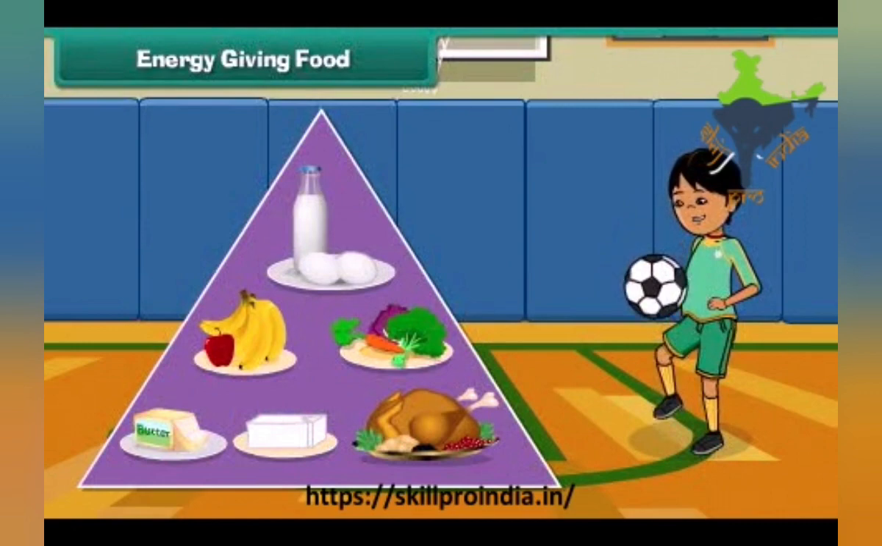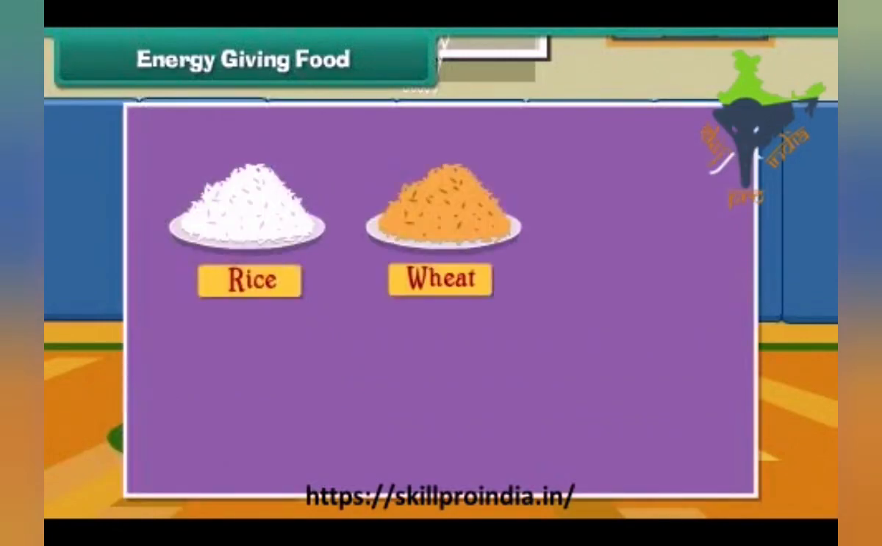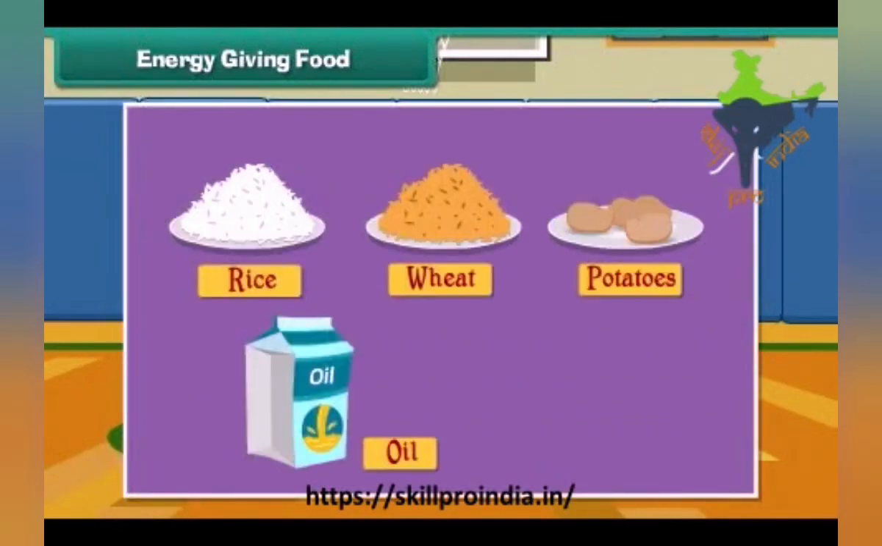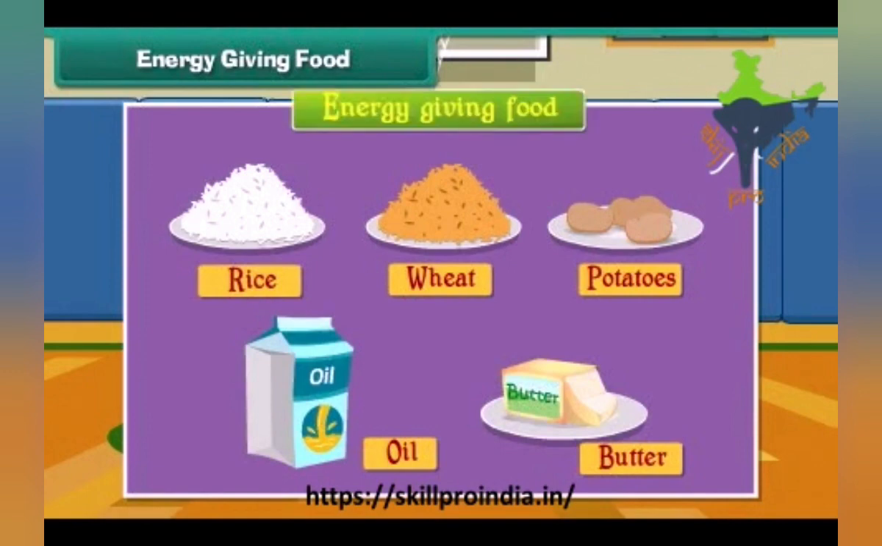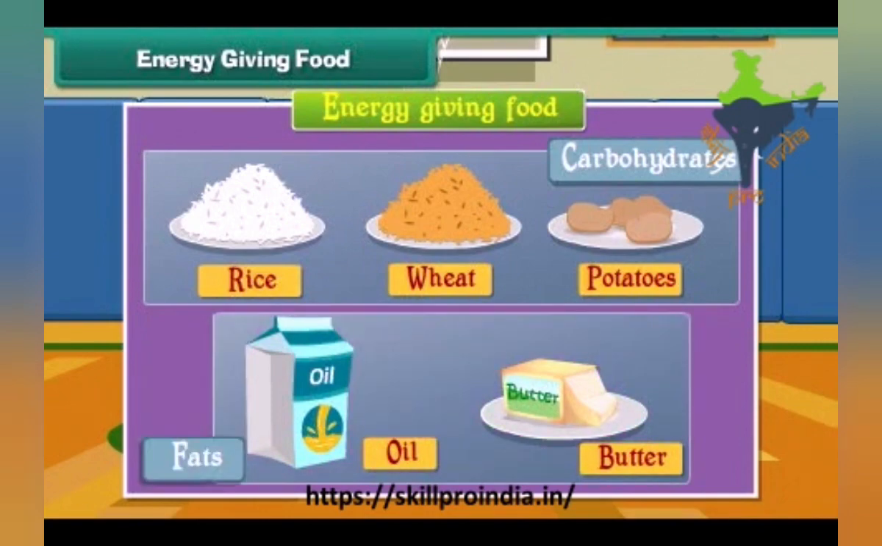Energy-giving food. Energy-giving food gives us energy to do work. Energy-giving food is rich in carbohydrates and fats. Rice, wheat, potato, oil and butter are examples of energy-giving food. Rice, wheat and potatoes have carbohydrates. Oil and butter have fats.